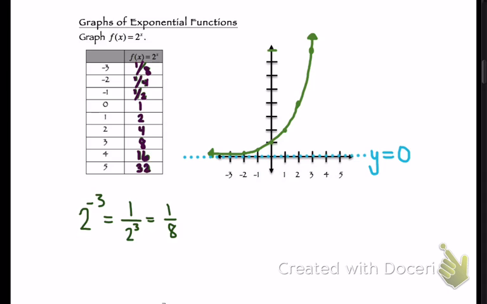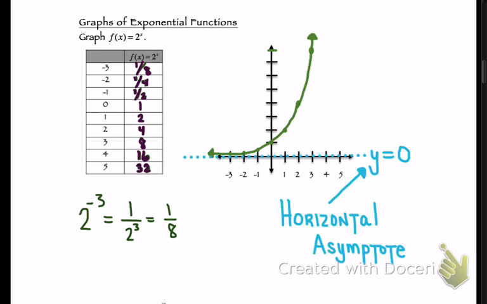Well, obviously it's the line y equals 0. What we call that line, we call it a horizontal asymptote. It's the line that my graph gets as close as it possibly can get to, but it's never actually going to touch it. Okay, so that is called a horizontal asymptote. And I think this is going to be a good place for us to stop today.